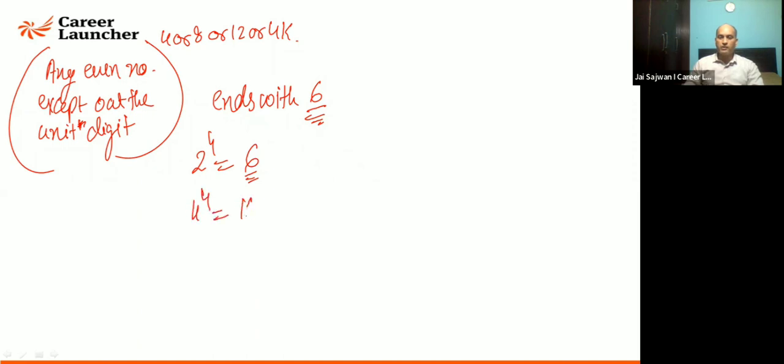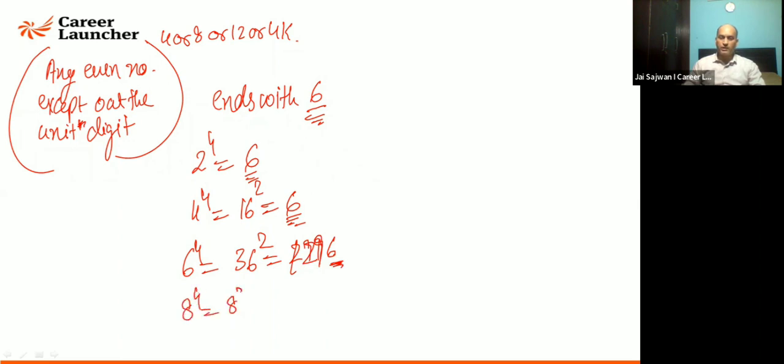4 to the power 4: 4 square is 16, squared is 256, ending with 6. 6 to the power 4: 6 square is 36, square of that is 1296, ending with 6. 8 to the power 4: 8 square is 64 into 64. 4 fours are 16, ending with 6. So do you understand? Any even number where the power is 4, 8, 12 or a multiple of 4 ends with 6. I believe it is clear.